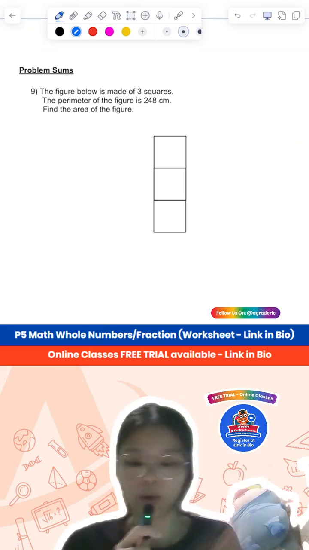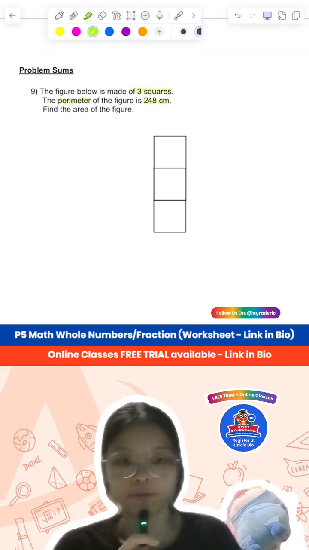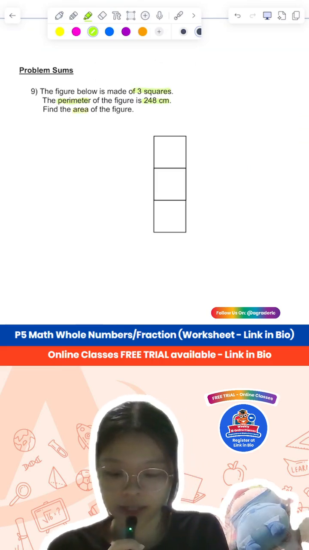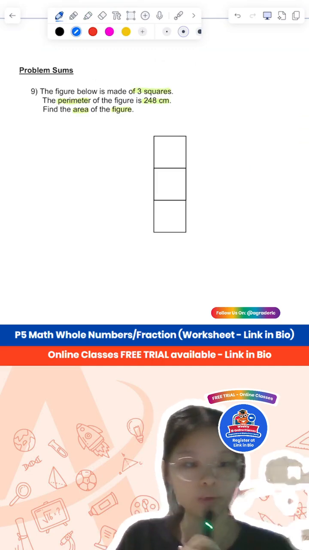The figure below is made up of 3 squares. Okay, the perimeter of the figure is 248 centimeters. Find the area of the figure. Okay, can you tell me what should we do?